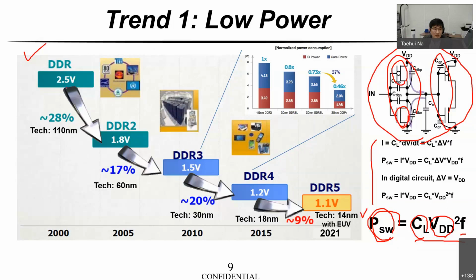For DDR1, the power supply used was 2.5 V, and it has been scaled down to 1.8, 1.5, 1.2, and in case of DDR5, it is reduced to 1.1 V. DDR5 will be commercially available at the end of this year. At the same time, the technology node has been reduced from 110, 60, 30, and DDR5 uses 14 nanometer technology with EUV equipment, okay?